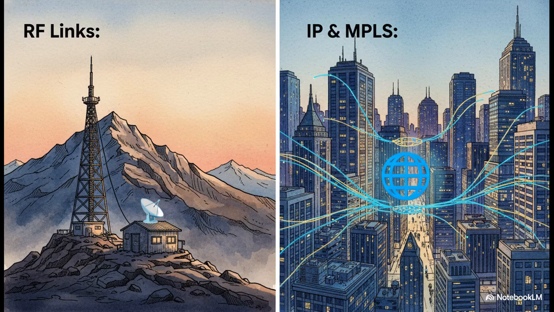So let's put them right next to each other. The choice really comes down to where you are and what you believe in. Are you trying to get a signal to a transmitter on top of some remote mountain? Man, RF is your hero. It gives you total independence. But are you in a city where there's fiber everywhere? Then IP and MPLS let you tap into that existing network for a ton of flexibility and scale.